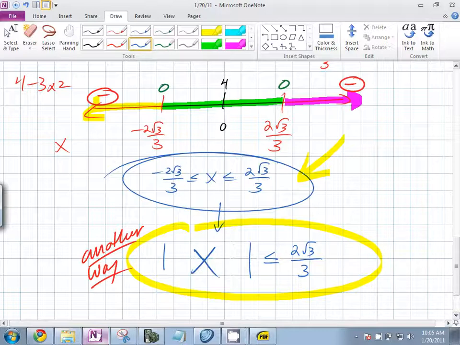Absolute value means distance from 0, right? So if we go to the right of 0, it has to be less than 2 root 3 over 3, right? But if we go backwards and we take the absolute value, the distance is still the same. How far can you go? 2 root 3 over 3 from 0. So this right here is another way to write this. I'm sorry, I don't know why I put that subtraction in there.